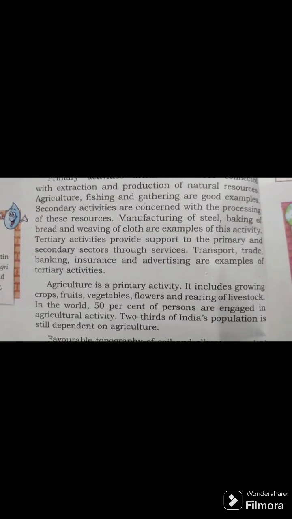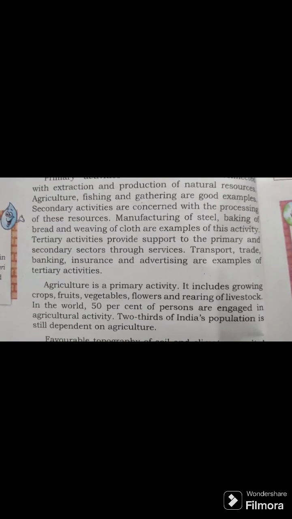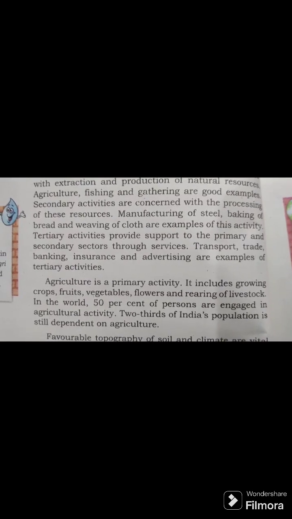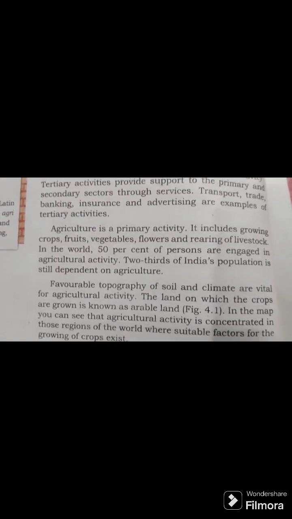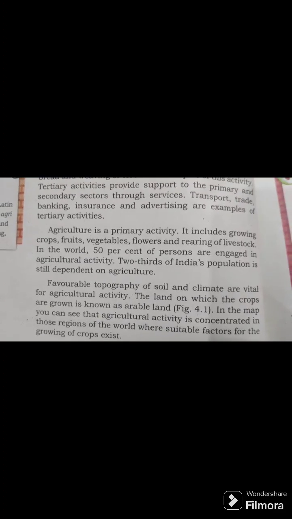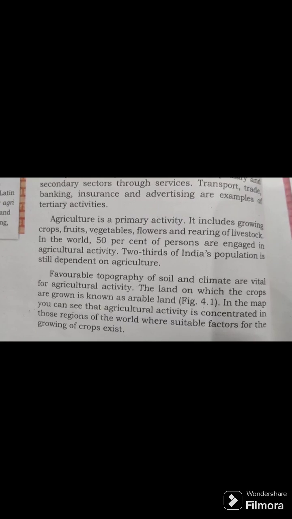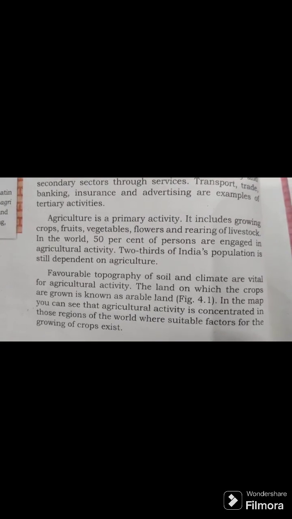In the world, 50% of persons are engaged in agricultural activity. Two-thirds of India's population is still dependent on agriculture. Favorable topography of soil and climate are vital for agricultural activity. The land on which the crops are grown is known as arable land.